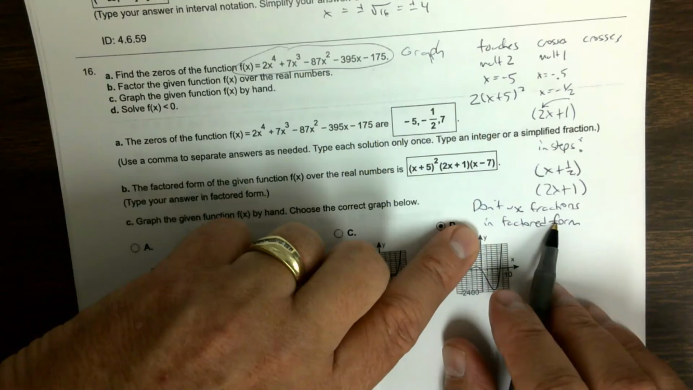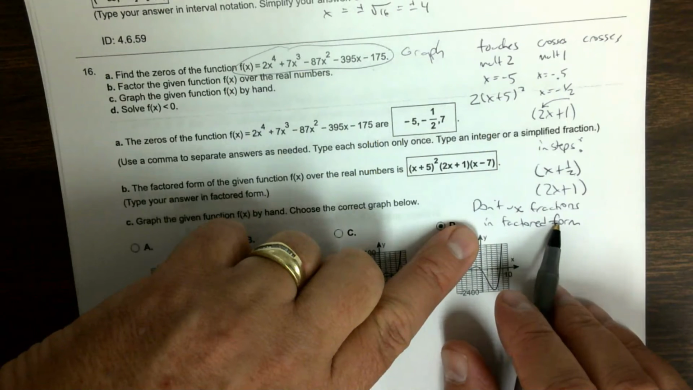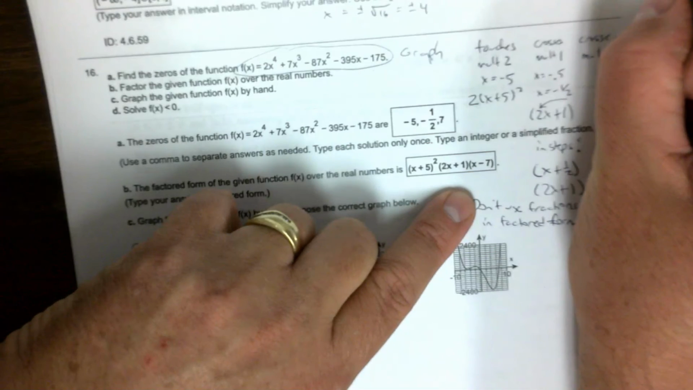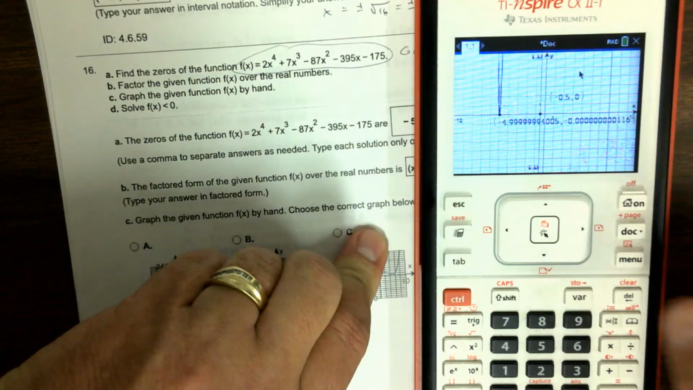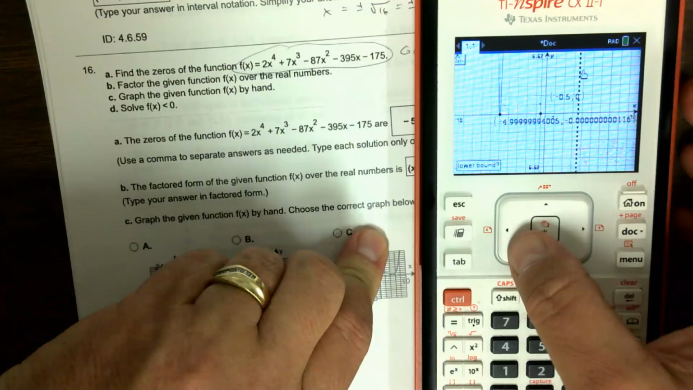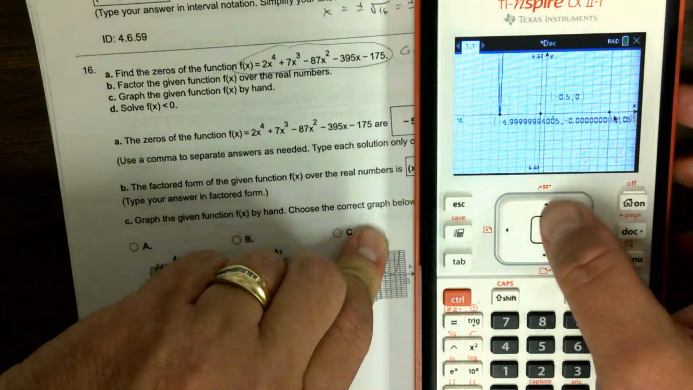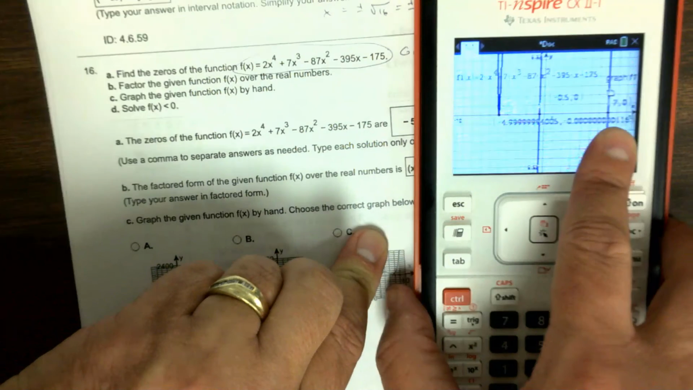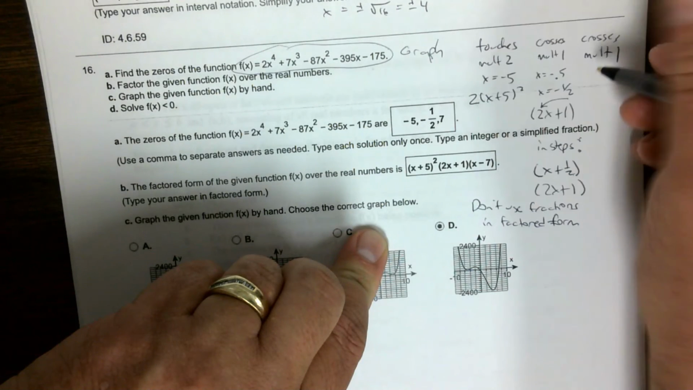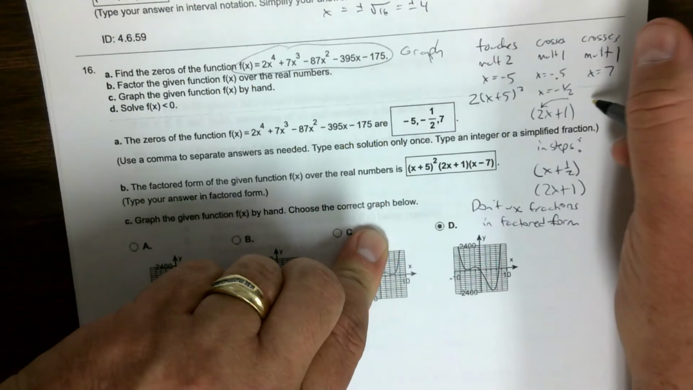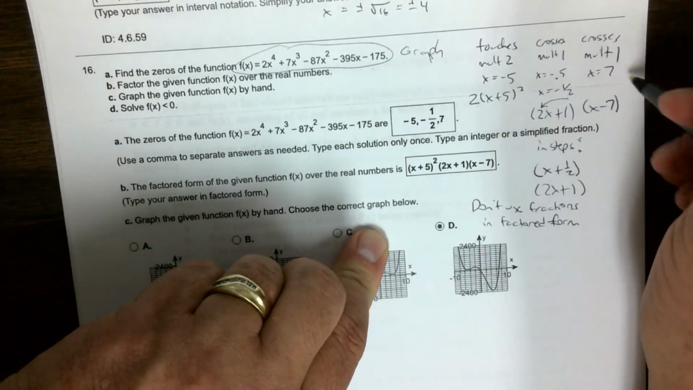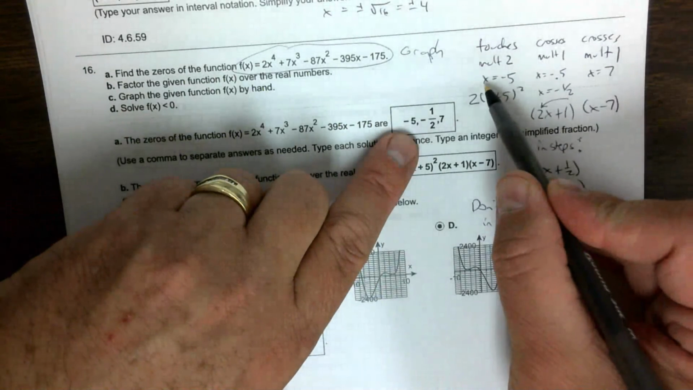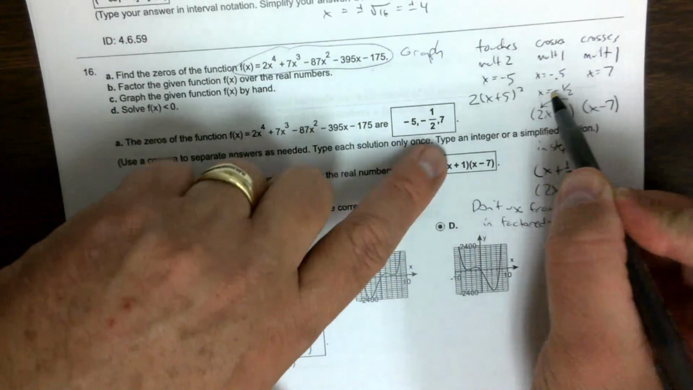And then going back to this other one, we're saying it crosses, which is multiplicity 1 again. Menu 6, 1, from here to here. Okay, that one's just at 7, 0. So that's x equals 7, which means x minus 7. Now by doing all that work, we see x is negative 5 goes here, x is negative 1/2 goes there, and 7.